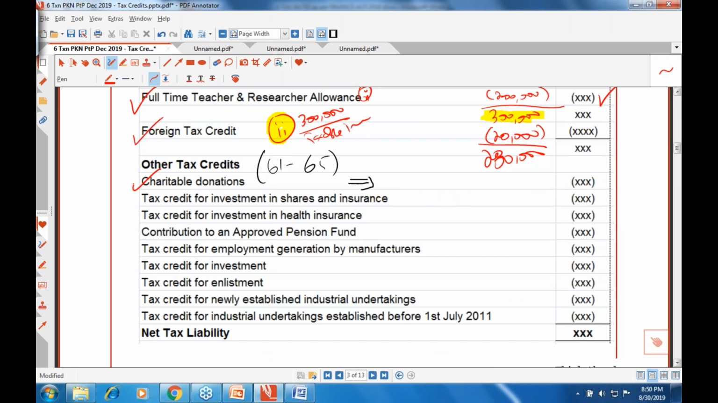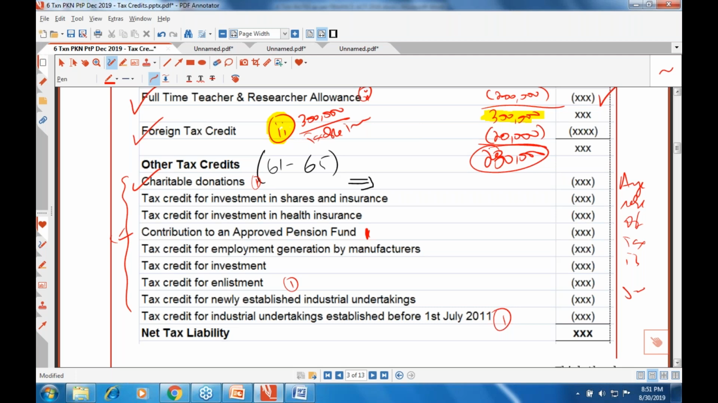One thing that I want you to understand is that no matter what order you use for claiming these tax credits, the answer is going to be the same. Even if you use this as number one, or this as number one, everything is going to be the same, because in all of these, the average rate of tax is the same. How? It's basically the tax liability divided by the taxable income.